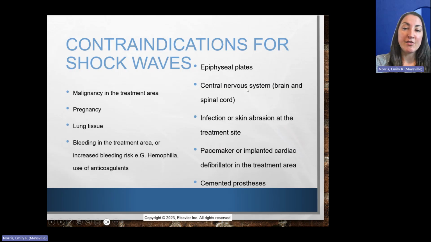If they have back pain or whatever like that, you don't want to do it directly over the spinal cord or the brain tissue. You do not want to use it over infected skin or broken skin, over a pacemaker or any type of implanted cardiac device or defibrillator, or over cement.